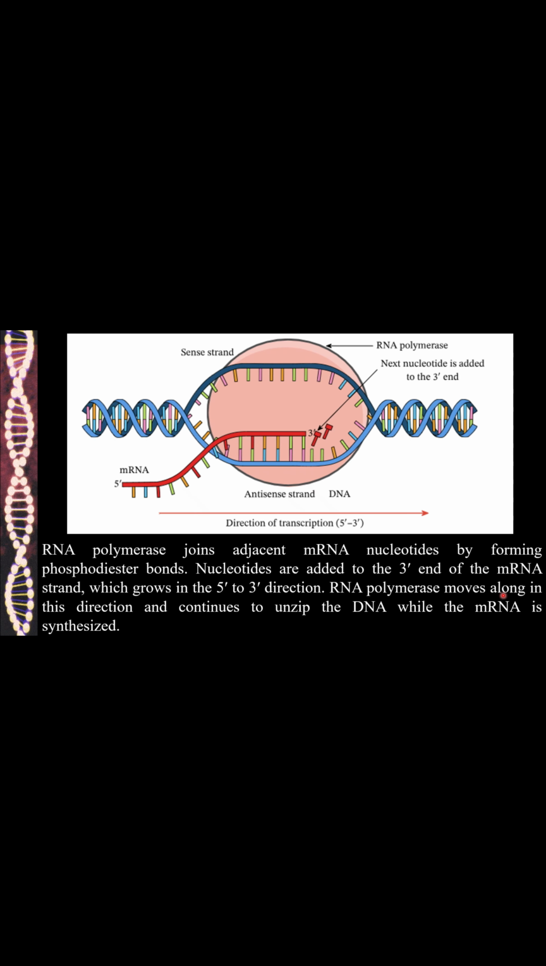RNA polymerases move along in this direction and continue to unzip the DNA while the messenger RNA is synthesized. As I already explained, this RNA polymerase will move forward. It will unzip this DNA helix, and the new nucleotides will keep on adding to the 3' of the adjacent nucleotide, and the new nucleotide will be 5'. So 3' and 5' will form the phosphodiester linkages, but the direction will be 5' to 3'.